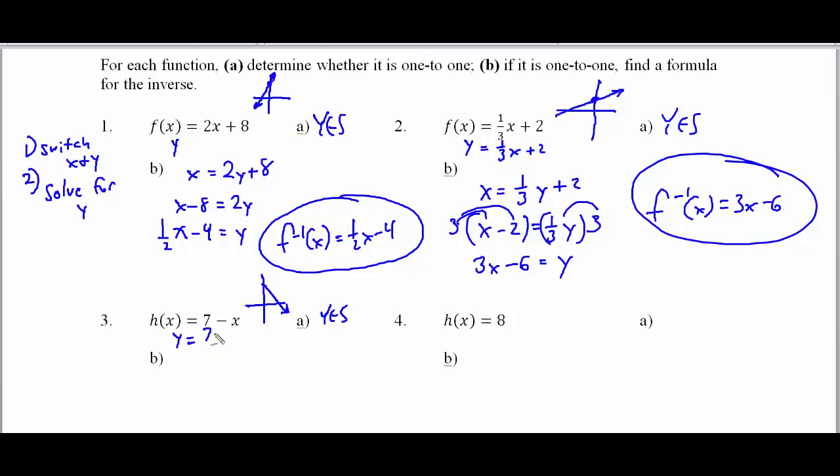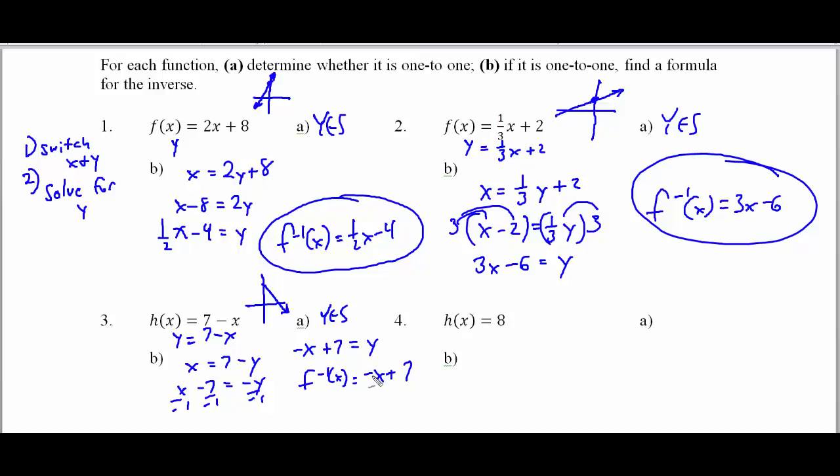So my y equals 7 minus x is now going to be x is equal to 7 minus y. I am then going to move the 7 to the side. x minus 7 equals negative y. Then divide everything by negative 1. So negative 1, negative 1, negative 1. So that means I've got negative x plus 7 is equal to y, or the inverse function of the original function is negative x plus 7.